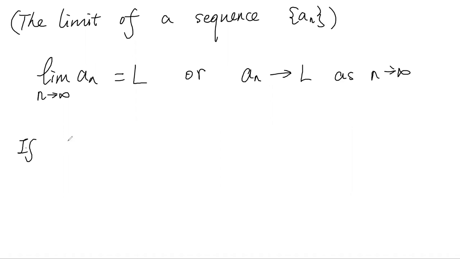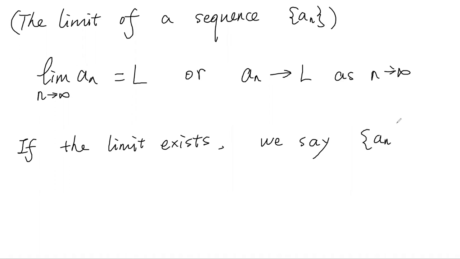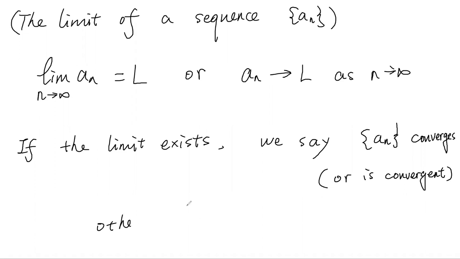And then if this limit exists, we say the sequence a sub n converges, or is convergent. Otherwise, we say it diverges, or is divergent.